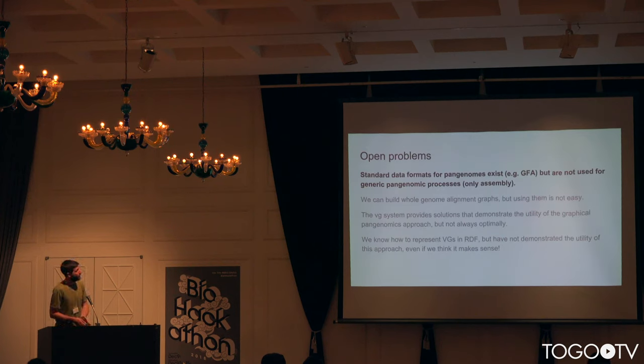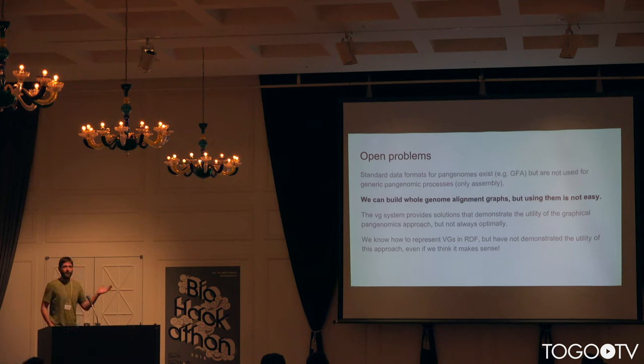And so finally, I want to talk about a few open problems. What are the next steps in this space? We know we have these standard data formats for these kinds of pangenomes, but they're useful mostly in assembly. We need techniques to really represent all the kinds of data we use in resequencing, and not just to make the representations, but to make them in a way that they're adoptable by the community. Another thing is we can build these whole genome alignment graphs, but then using them is not easy. These are very big files, they're hard to index, they become difficult to partition, and so this needs work in order to resolve.